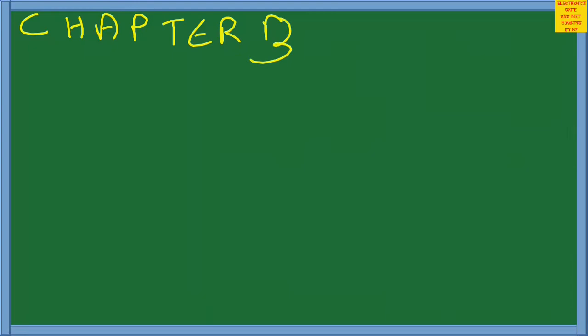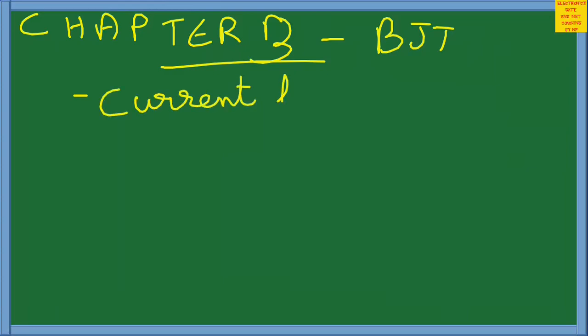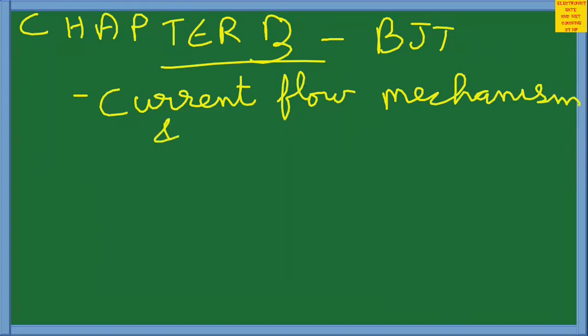Then we will move to our chapter 3. Our chapter 3 is about BJT. And under chapter 3, we will first study the current flow mechanism and corresponding equations in BJT. We will mainly discuss this using the active mode of operation. Then we will go for law of junctions.